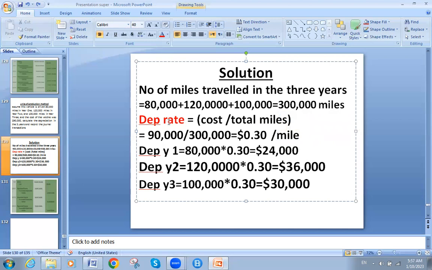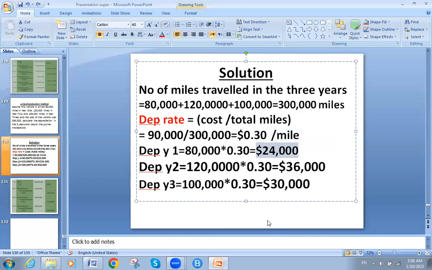I will take the number of miles for the first year times the depreciation rate. So if it traveled 80,000 miles for the first year, and each mile will reduce its value by 30 cents, the depreciation for the first year will be 80,000 times 0.30. That will give me $24,000.